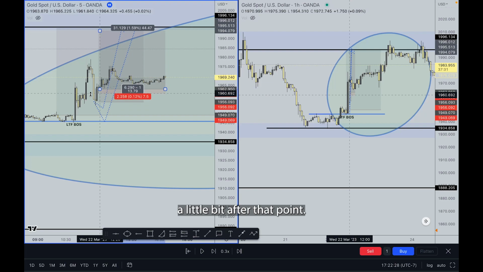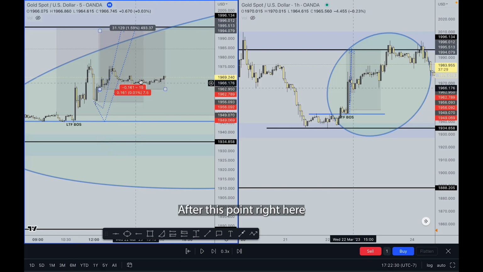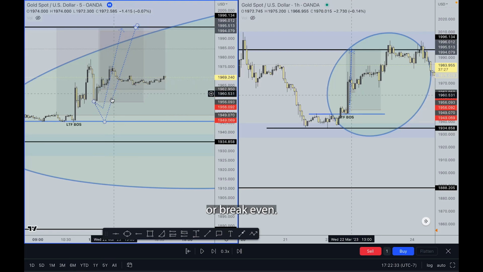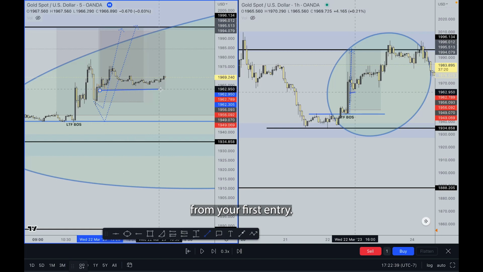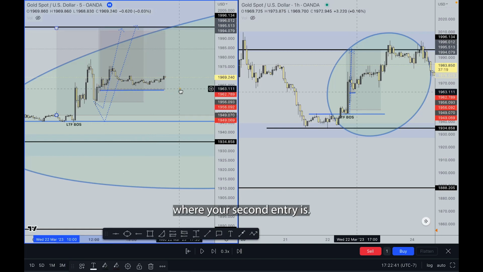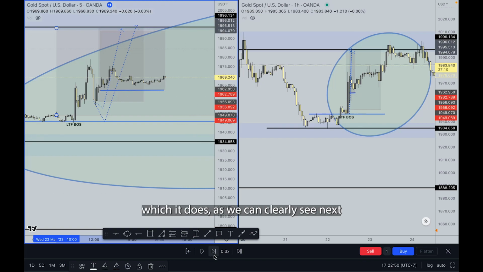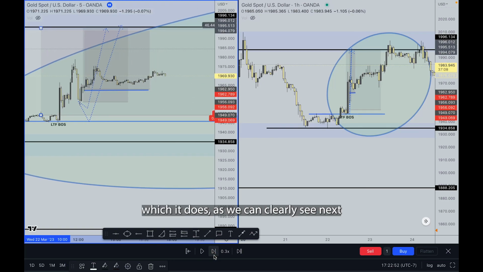You could have reduced it a little bit after this point right here, or break even. This one's in profit at break even, or you could have trailed it right here. You would have trailed from your first entry, your stop loss right here, where your second entry is, and now you have your second entry at break even. So no matter what, you're still making money, and you have more risk on to potentially make more if price wants to continue, which it does, as we can clearly see next.